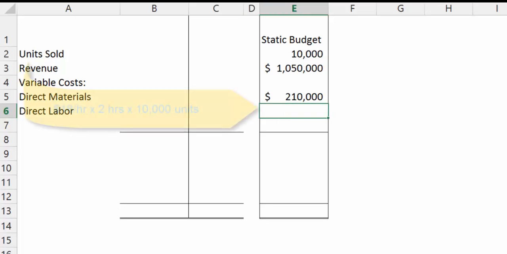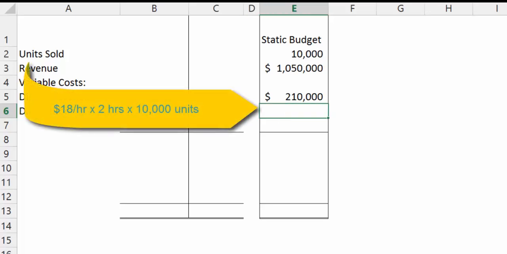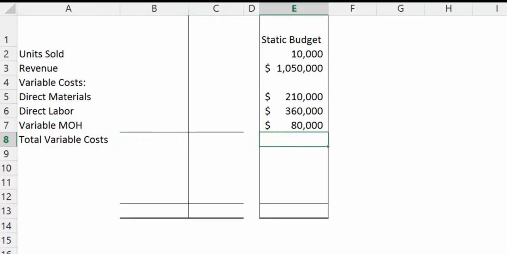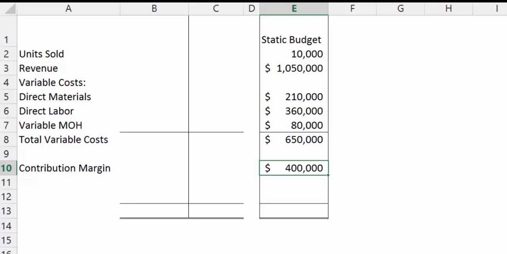Next is direct labor, and we had planned to use 2 hours per jogging suit at $18 per hour, again times the 10,000 jogging suits gives us $360,000. Our last variable cost is variable manufacturing overhead, and that was budgeted to be $80,000. If we total those, we'll get total variable costs of $650,000, and if I subtract that $650,000 from our revenue, that leaves $400,000. We're going to go ahead and add the fixed manufacturing overhead at this point, and that is $60,000. And if I subtract the $60,000 from the contribution margin, I get $340,000.